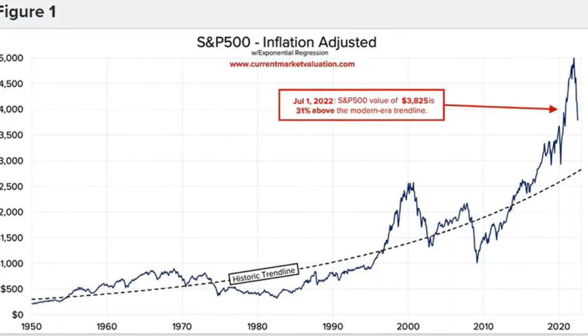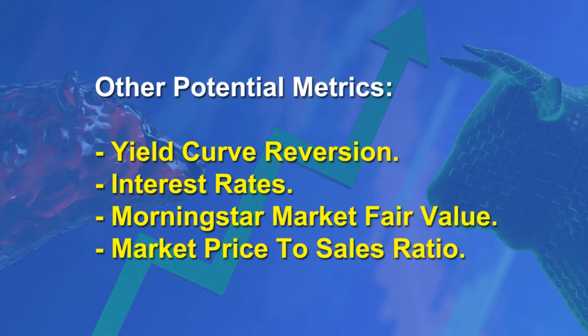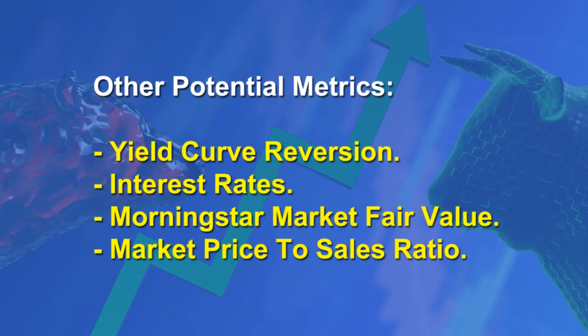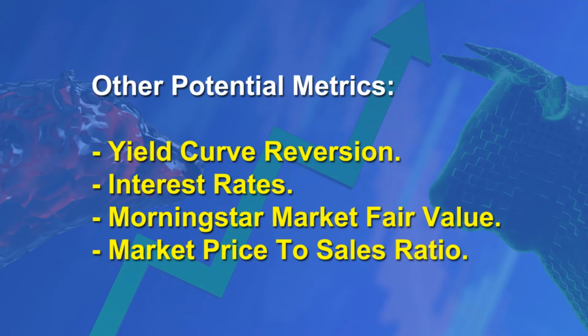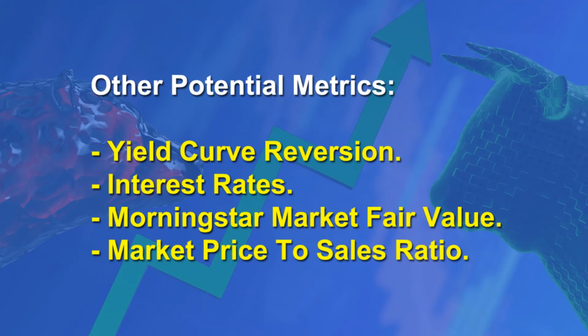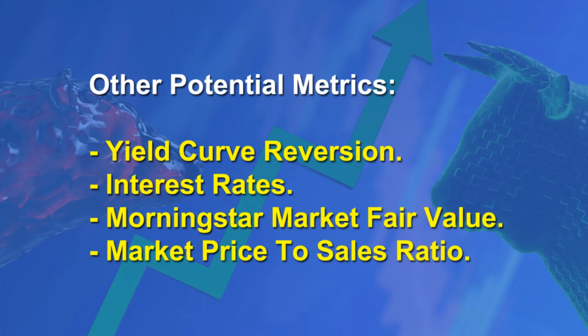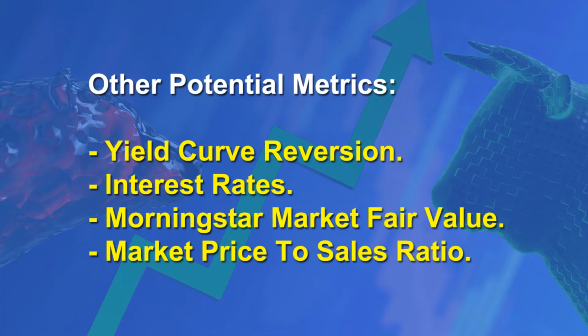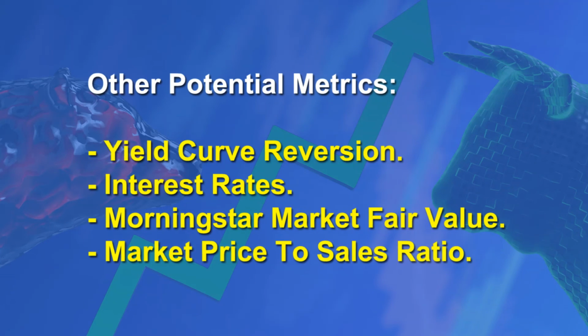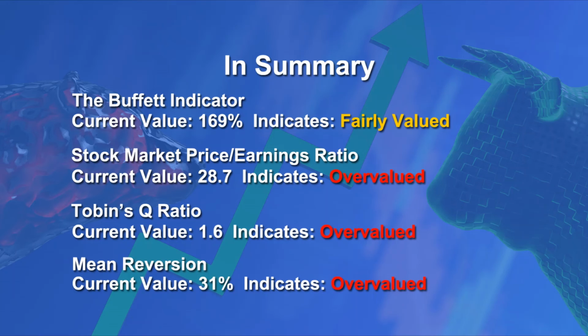In terms of further metrics, on the site currentmarketvaluation.com there are a few other valuation metrics to look at, including yield curve reversion and interest rates. Morningstar also has a market fair value ratio, and you could also look into other ratios such as the market price to sales ratio. In summary, all indicators have their flaws, and the stock market is extremely hard to predict.